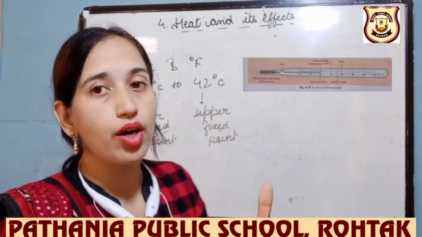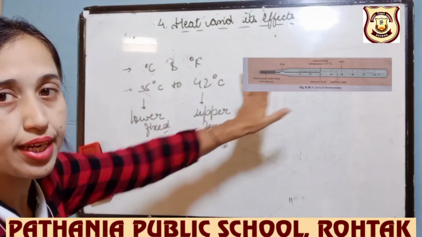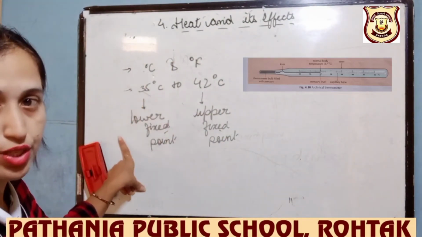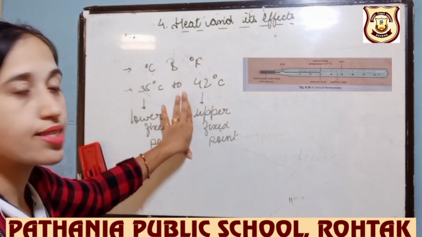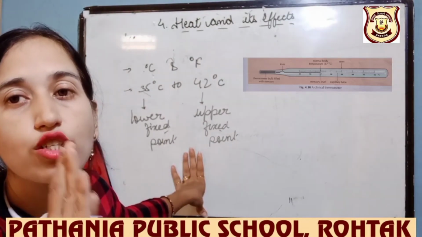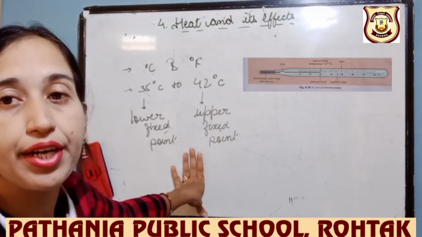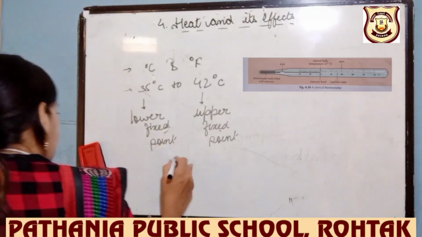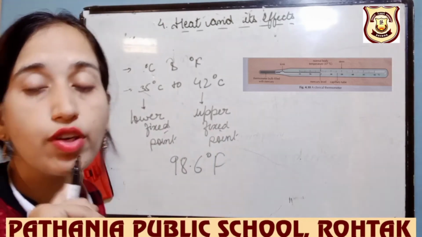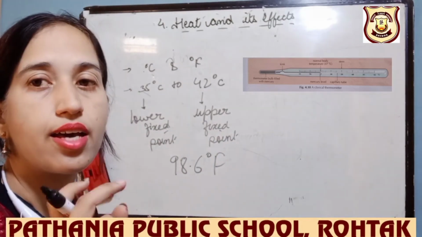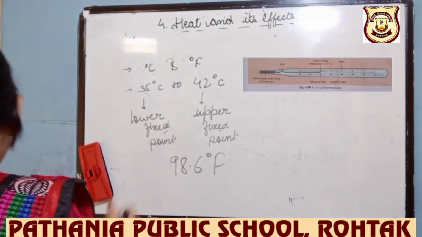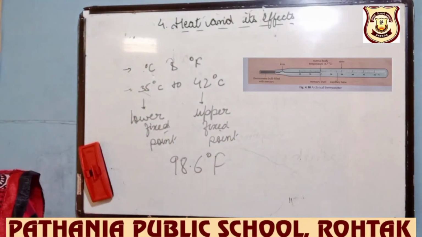And the range, it is having Celsius and Fahrenheit again. In the Celsius, 35 degrees Celsius is the lower fixed point and 42 degrees Celsius is the upper fixed point. Means above 42 degrees Celsius, it is not going to be reached. That is 98.6 in Fahrenheit. It will not exceed due to the kink in the clinical thermometer, means mercury will not come down again. So this is all about the clinical thermometer.